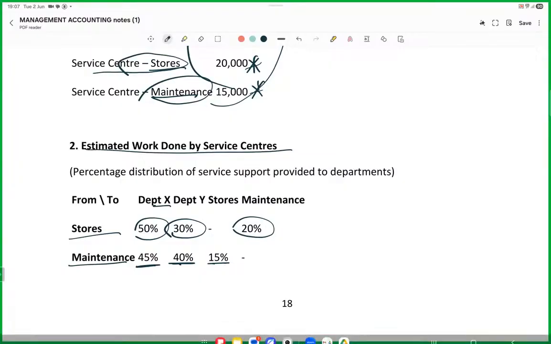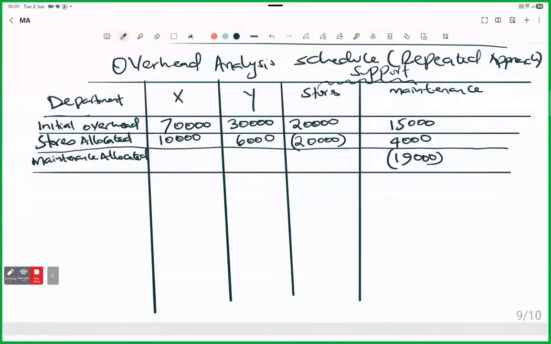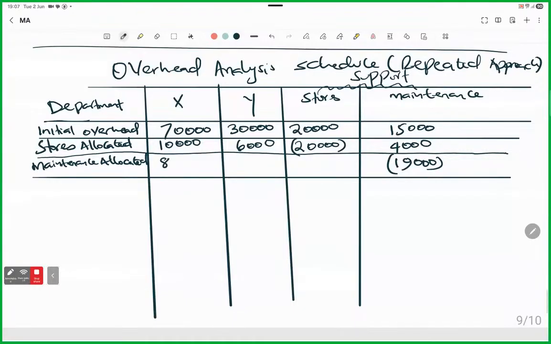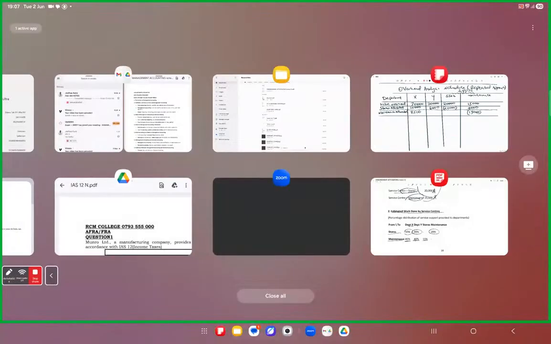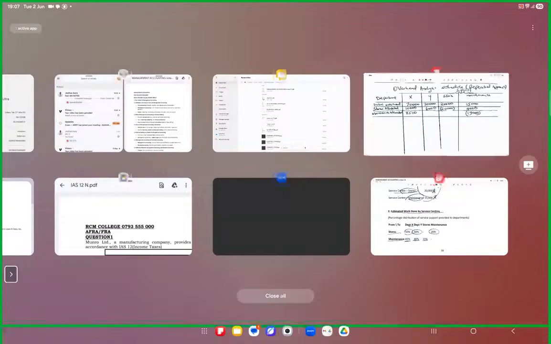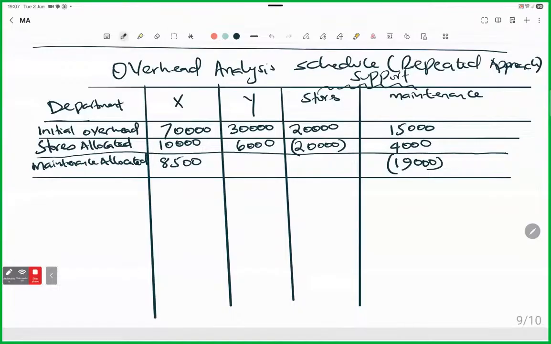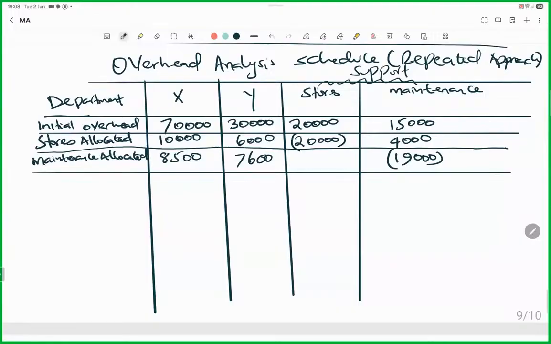So take 45% of 19,000, which gives me what figure? 8,550. Thank you so much. How about the next one, remember, 40%. 40% of 19,000 is 7,600. How about 15% of 19,000? 2,850.